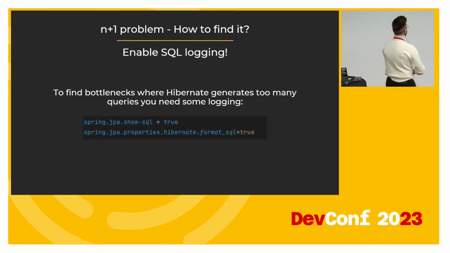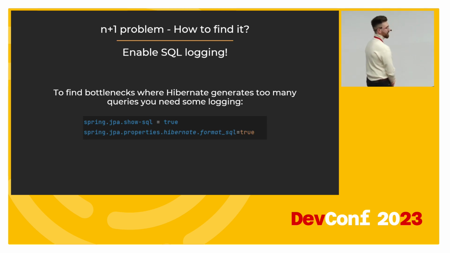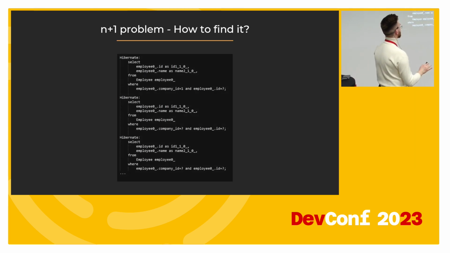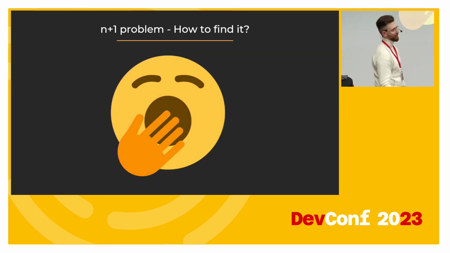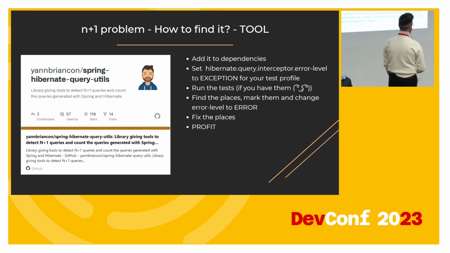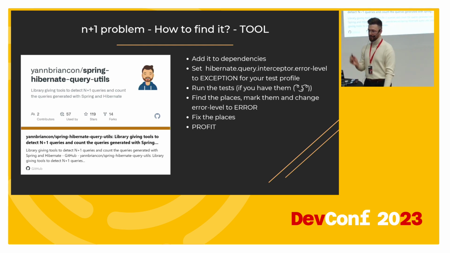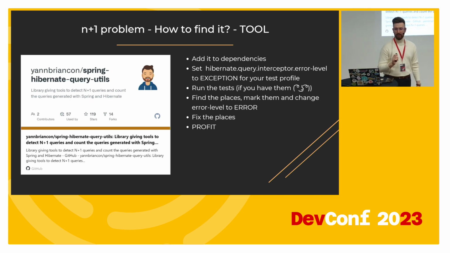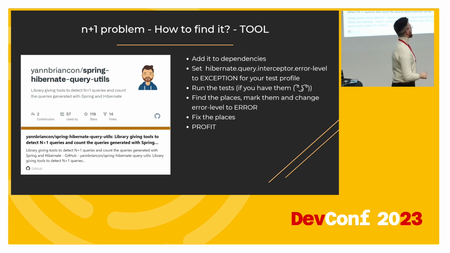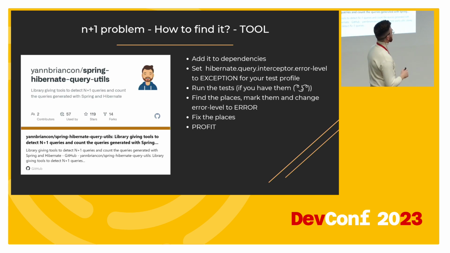Okay, so how to find it? Probably you will find it on production, but if you want it earlier, then you need to enable SQL logging. But then you have to search for many very similar queries, which is boring. We don't want to chase logs, so we have tools for that. There are a few community tools. This one is actually for Spring Hibernate, and it depends on tests. So if you don't have tests, you will not use it. But it can mark the places where you have the n+1 problem if you have tests. So profit.